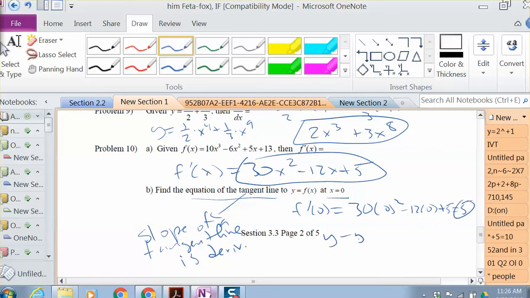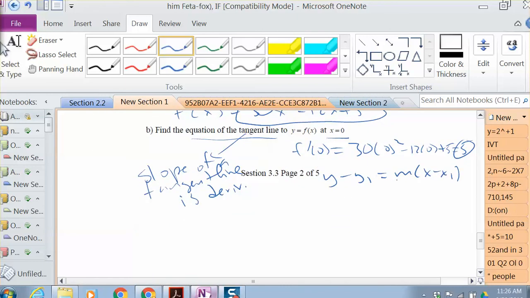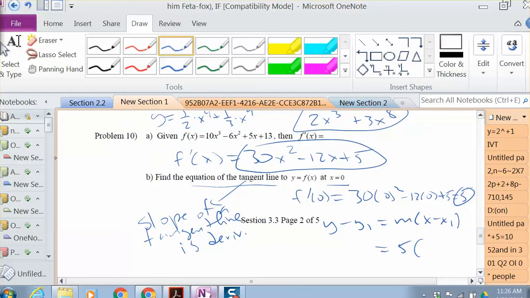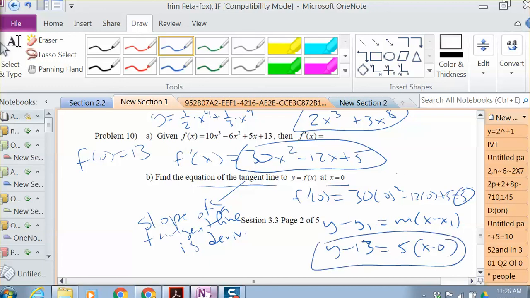So when I write the equation of my line, which we use point slope form, this tends to be a little easier. And when x is 0, apparently the y value is 13. So I got y minus 13 equals 5 times x minus 0. And that's the equation of the tangent line for f of x at x equals 0.